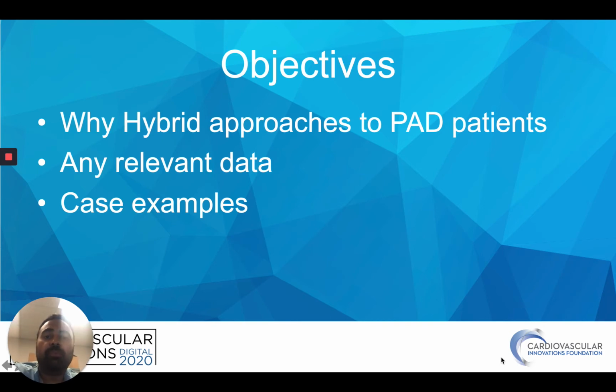We want to talk about hybrid approaches to peripheral arterial disease patients, anything data-wise, which is not very heavy in this talk, and also more importantly, some case examples and what the approach and reasoning was.